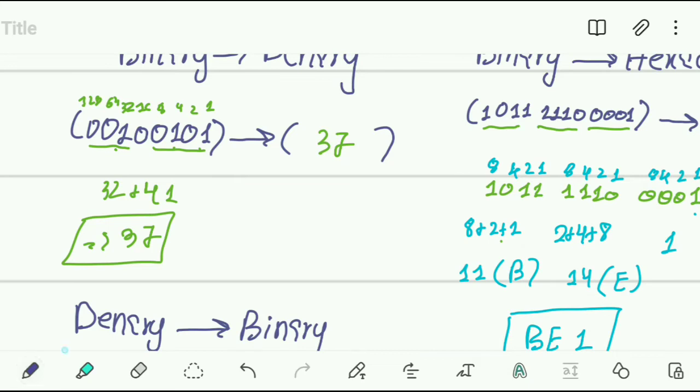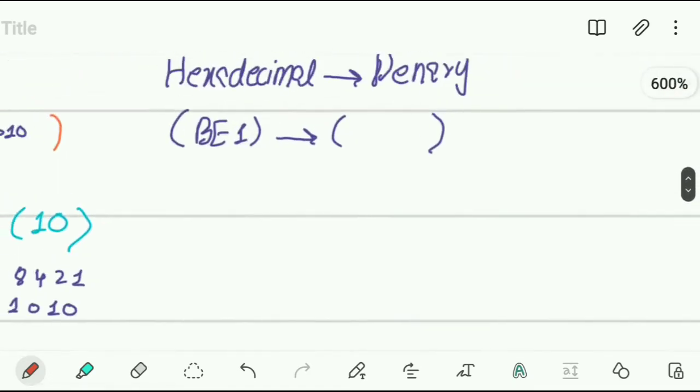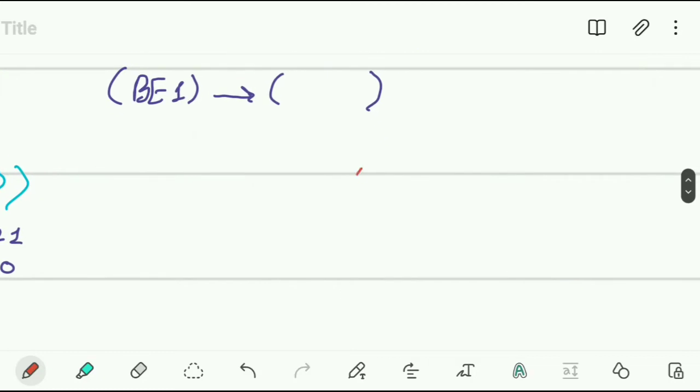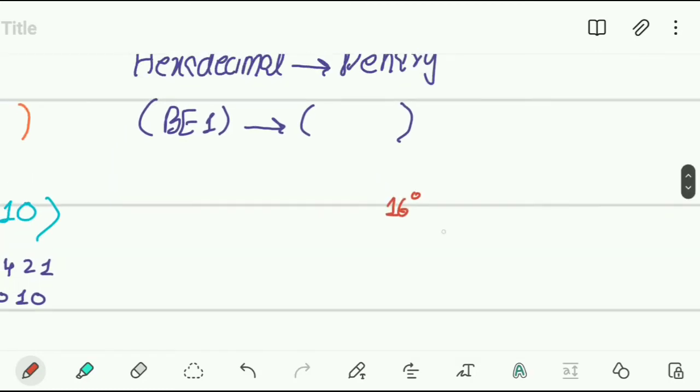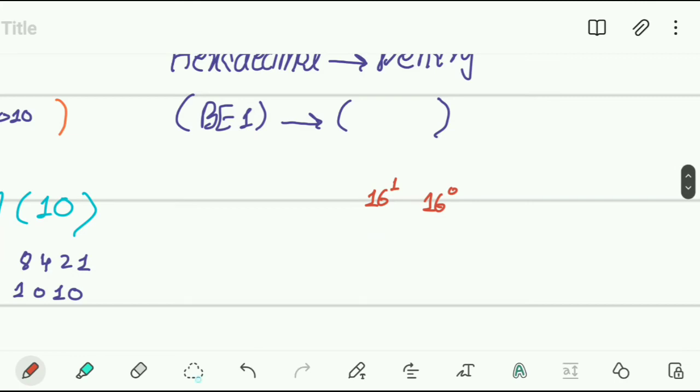What we actually did here is we did it this way: 2 to the power 0, 2 to the power 1, 2 to the power 2, 2 to the power 3, and so forth. So it's going to be 1, 2, 4, 8. That's how I did it. Same thing here. What we're going to do is 16 to the power 0, 16 to the power 1, 16 to the power 2.